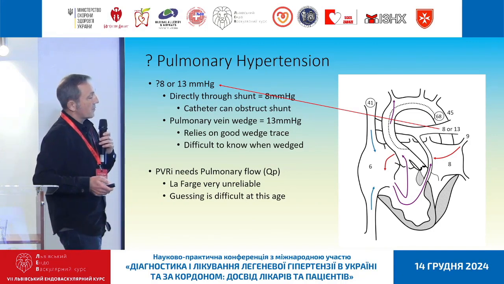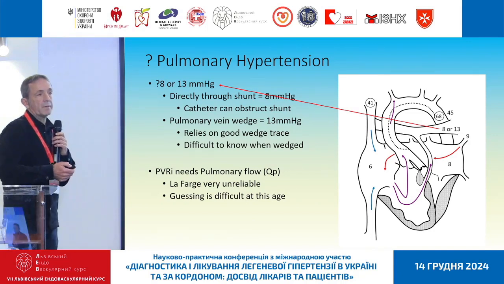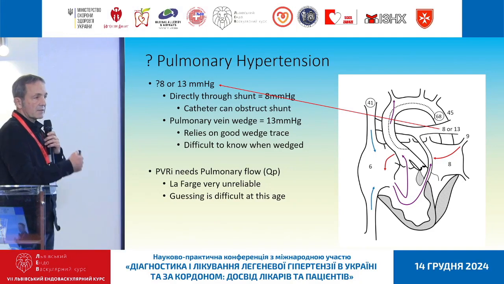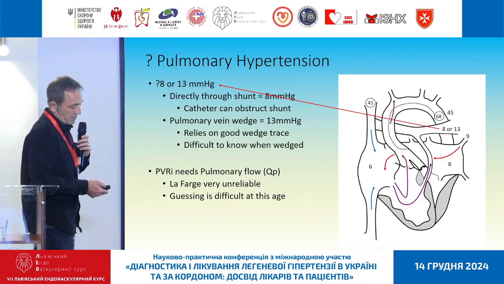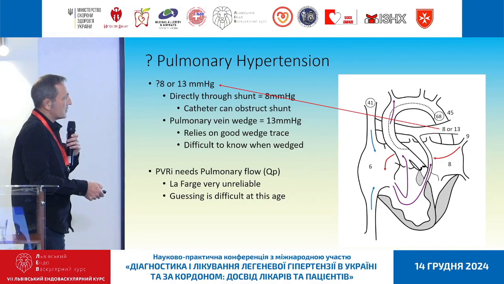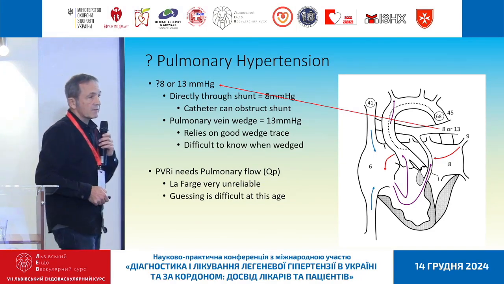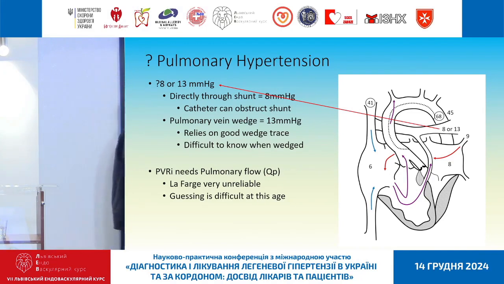You then need to know whether he's got pulmonary hypertension. This child is going to go down a single ventricle pathway. It's going to be extremely important that the pulmonary artery pressures are normal. And so we measure the pulmonary artery pressure. Now, there's two ways of measuring the pulmonary artery pressure in these patients.